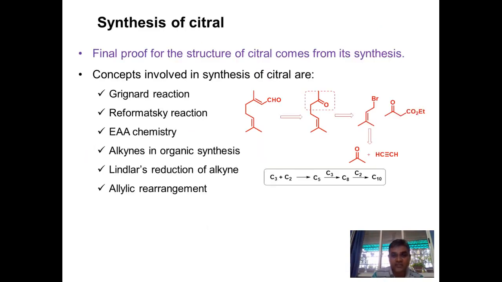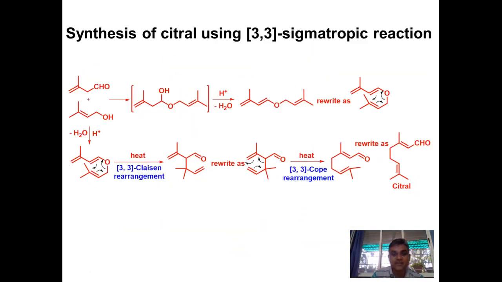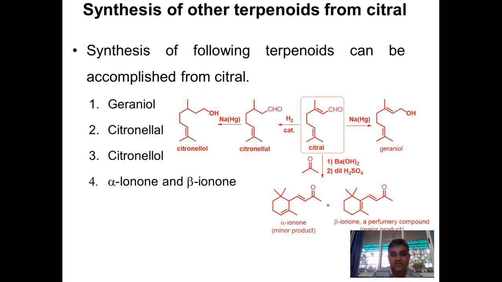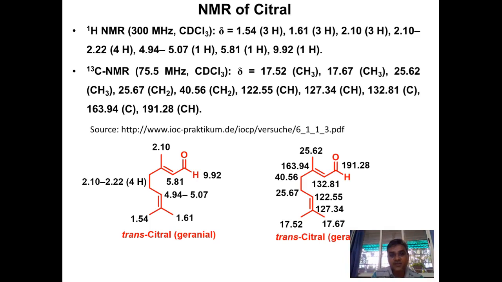Then we dealt with the synthesis of citral molecule using ethyl acetoacetate chemistry. Then the application of sigmatropic reaction was demonstrated in the industrial synthesis of citral molecule. And we have seen how this is a starting material for the synthesis of alpha ionone, beta ionone, and geraniol. And NMR spectroscopy of citral molecule is also discussed here. So this is all about the chemistry of citral.